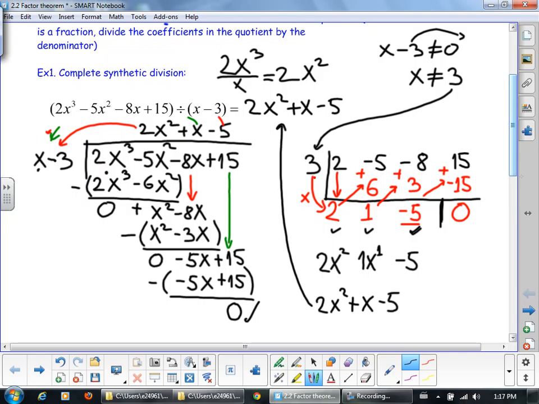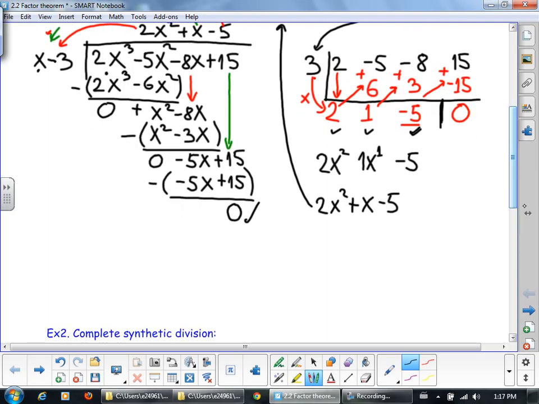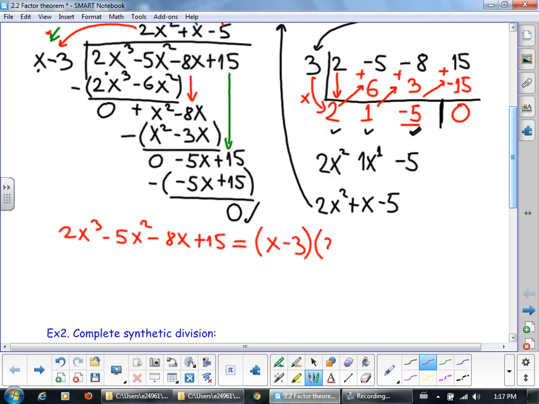And we can write the answer two different ways. So I'm going to use a different color here. So 2x to the power of 3 minus 5x squared minus 8x plus 15 is equal to x minus 3 times 2x squared plus x minus 5. Since we didn't get any remainder, that means that both of these, x minus 3 and 2x squared plus x minus 5, are factors of our original big polynomial.